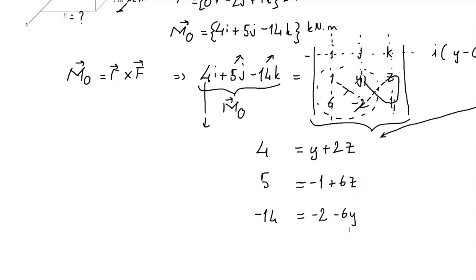Okay, and then we have 2 unknowns here and 3 equations. So from here we find y equals 2 meters and z equals 1 meter. Okay, and that's the solution of this problem.